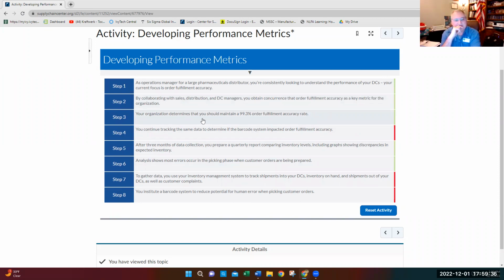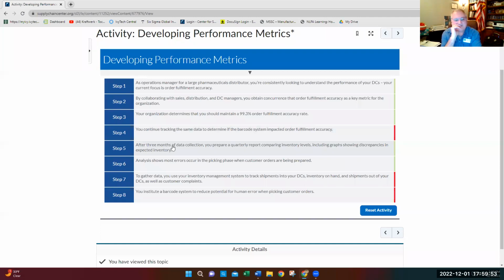Your organization determines that you should maintain a 99.3 order fulfillment accuracy. That's pretty good. That's like 1 standard deviation is all you're allowed to be off on that. So we know that number 5's right.